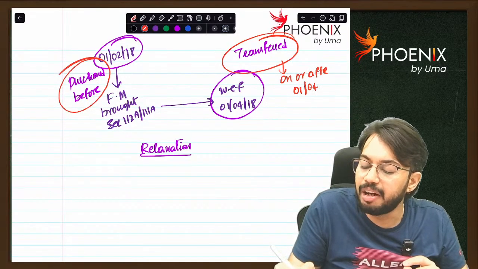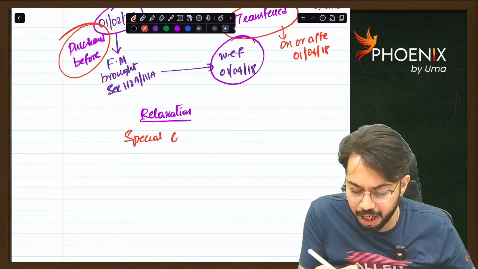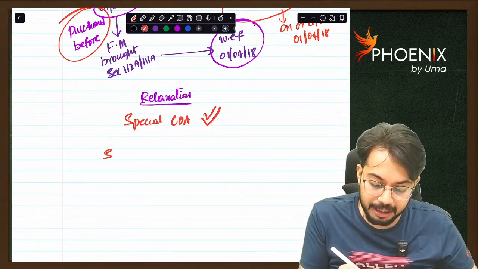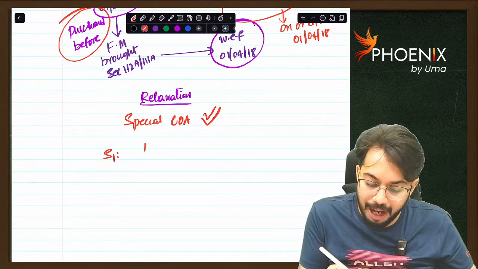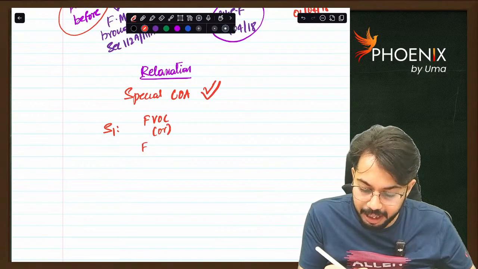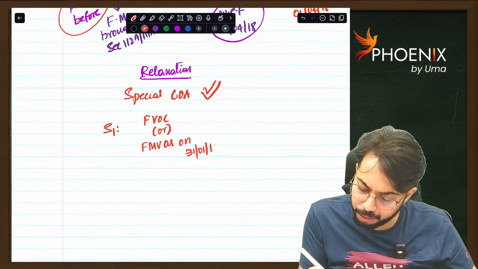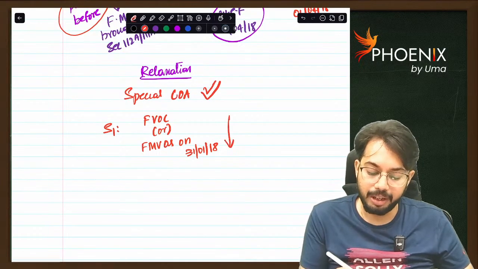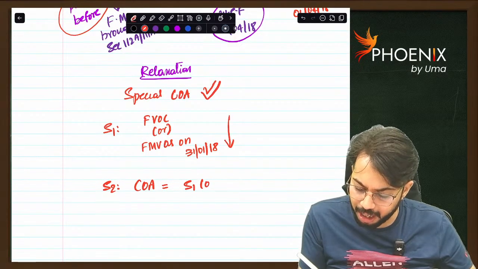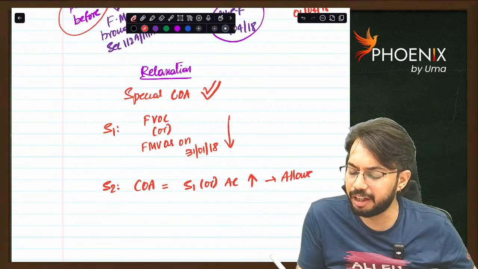So for those who purchased before 1st February 2018 and transfer on or after 1st April 2018, relaxation was given. What is that relaxation? Special cost of acquisition is allowed as deduction. It will be calculated in 2 steps. Step 1: full value of consideration or fair market value as on 31st January 2018, whichever is lower. Step 2: cost of acquisition is equal to step 1 or actual cost, whichever is higher, and that is allowed as deduction. Is it clear?